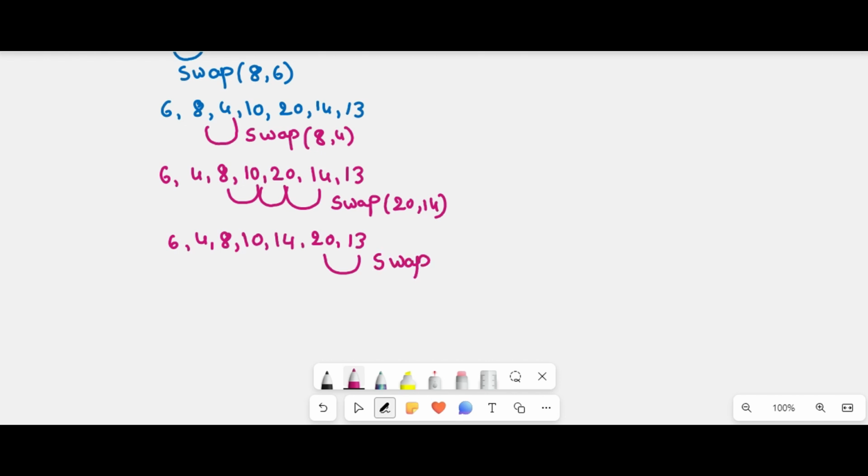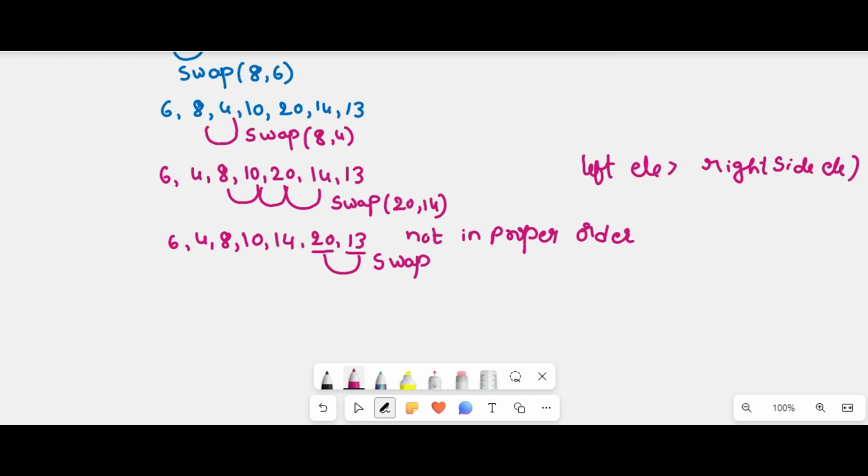Here I am saying proper order, not in proper order. What does it mean? If the left side element is greater than the right side element, then they are not in proper order. Okay. Now swap 20 and 13.